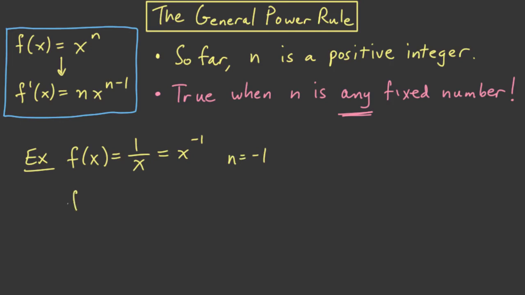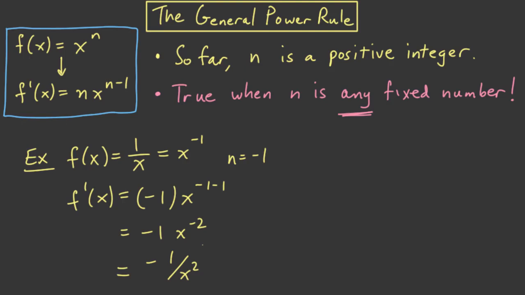And so f prime of x is just going to be, and we need to bring the n out in front, so minus 1 times x to the minus 1 minus 1. And so that's just minus 1 times x to the minus 2, or if you want that without a negative exponent, we've got minus 1 over x squared. And that's our derivative. It's the same one that we got before, so that's good. We're not doing anything crazy here.